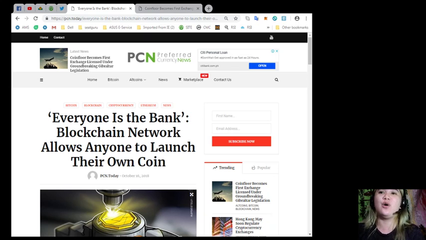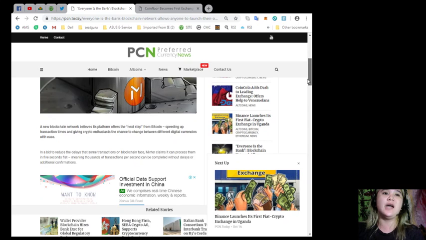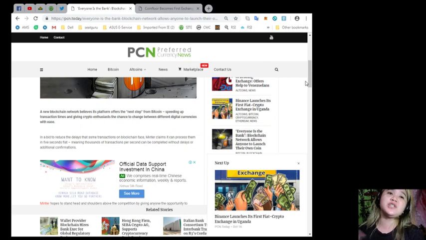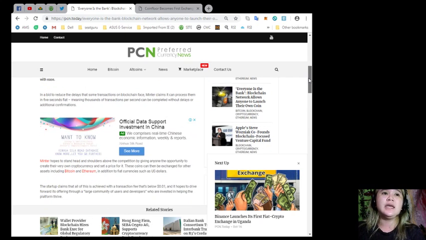So for our news today, everyone is the bank. Blockchain network allows anyone to launch their own coin. Now, a new blockchain network believes its platform offers the next step from Bitcoin, speeding up transaction times and giving crypto enthusiasts the chance to change between different digital currencies with ease. In a bid to reduce the delays that some transactions on blockchain face, Mintr claims it can process them in 5 seconds flat, meaning thousands of transactions per second can be completed without delays or additional confirmations.